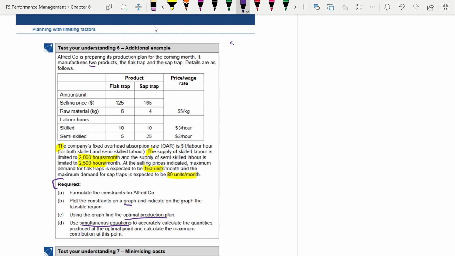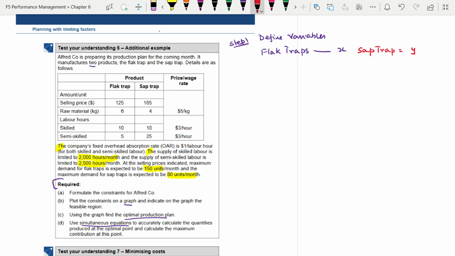Slowly I am putting step 1. First you have to define variables. What are the variables? You have flag traps, make it as X. Next, you have the SAP. First you have to make sure that you have the SAP trap. SAP trap equal to Y.